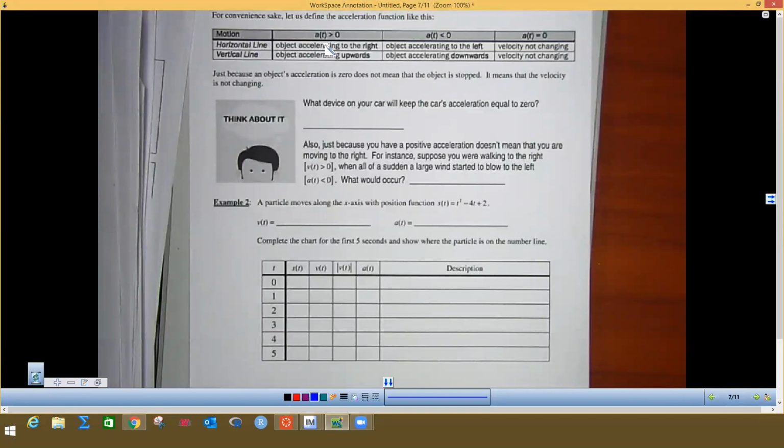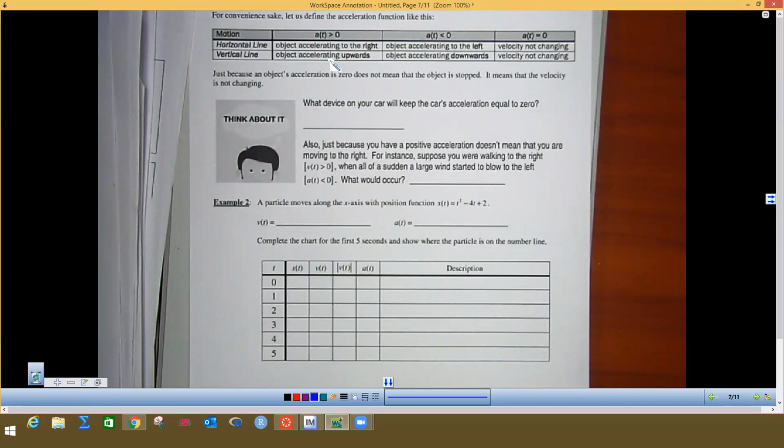Down here, acceleration, that's horizontal. When your acceleration's positive, greater than 0, it's being accelerated to the right. So like if you were running to the right and the wind blew you in the back, the wind would accelerate you. The object is accelerating to the left when a(t) is negative, and when a(t) equals 0, the velocity is not changing. It's a constant. That we'll talk about what that'd be like.